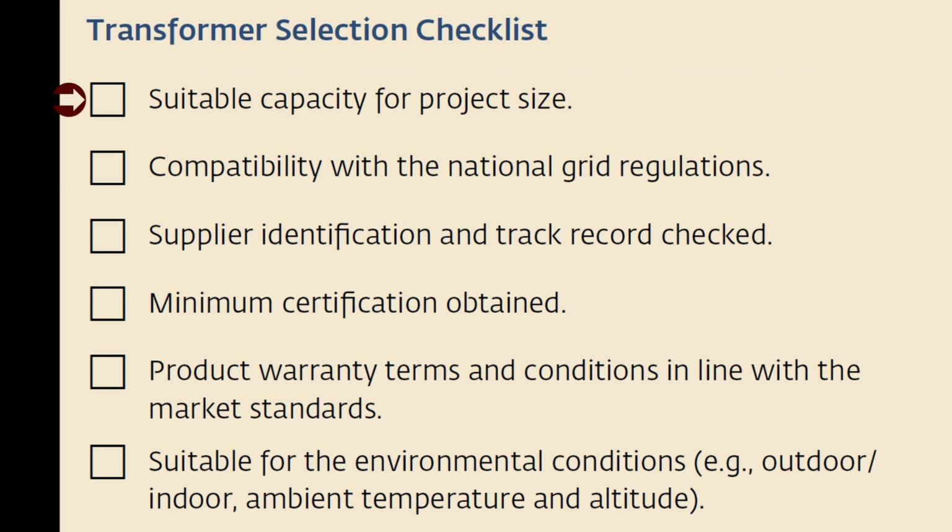So you have here the transformer has to be suitable for the project size. It has to comply with the national grid regulations. You have to have a supplier identification and track record checked. As I mentioned before, the minimum certification obtained. I have a product warranty terms and conditions in line with the market standards. While the bank is usually financing the power plant as a whole, they always take the worst conditions, so they take the lowest warranty. So you have to make sure that all components have the required warranty periods.